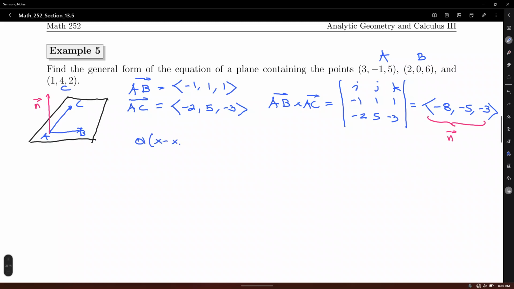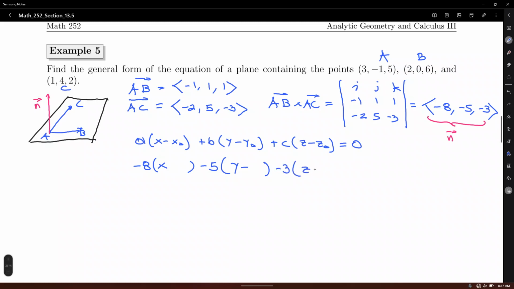A times (x minus x naught) plus B times (y minus y naught) plus C times (z minus z naught), and let that be equal to 0. Okay. A, B, and C are going to be those numbers: negative 8, negative 5, negative 3. So negative 8 times x, I'm going to leave a space for a reason. I'll show you in a second. B will be negative 5 times y, plus C times, that's another negative 3, times z.